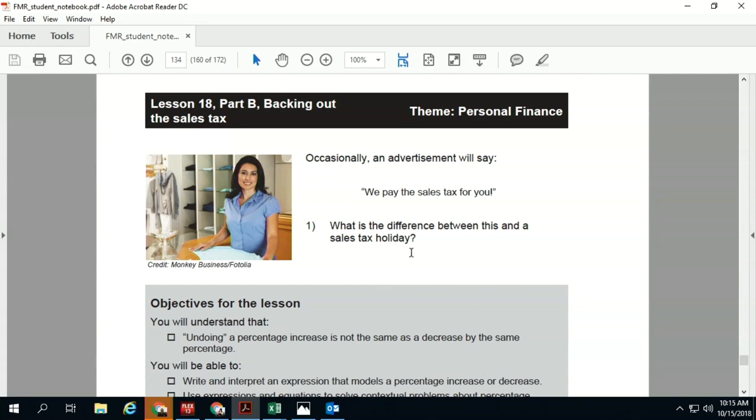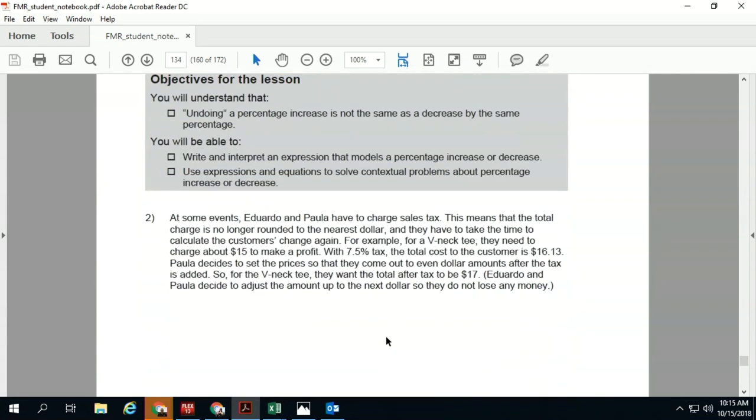But what we're talking about now is, at some events, Eduardo and Paula have to charge sales tax. This means that the total charge is no longer rounded to the nearest dollar, and they have to take time to calculate the customer's change again. For example, for a V-neck, they need to charge about $15 to make a profit. With a 7.5% tax, the total cost is $16.13.